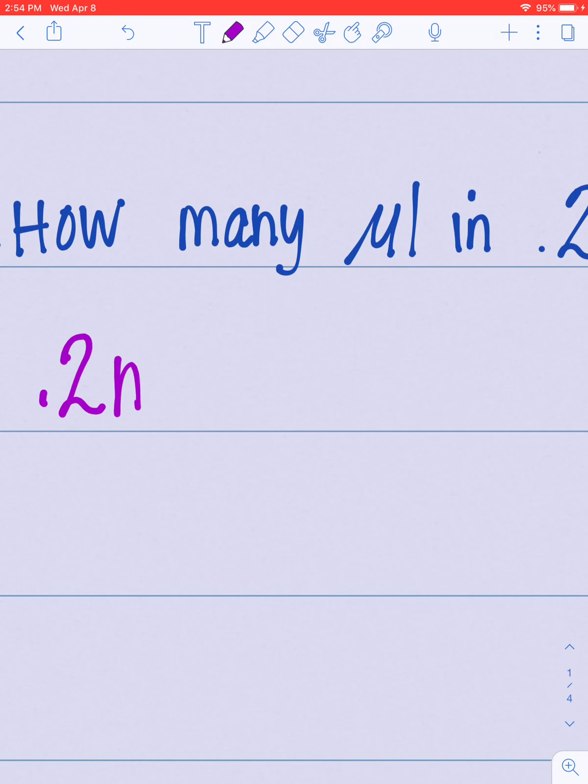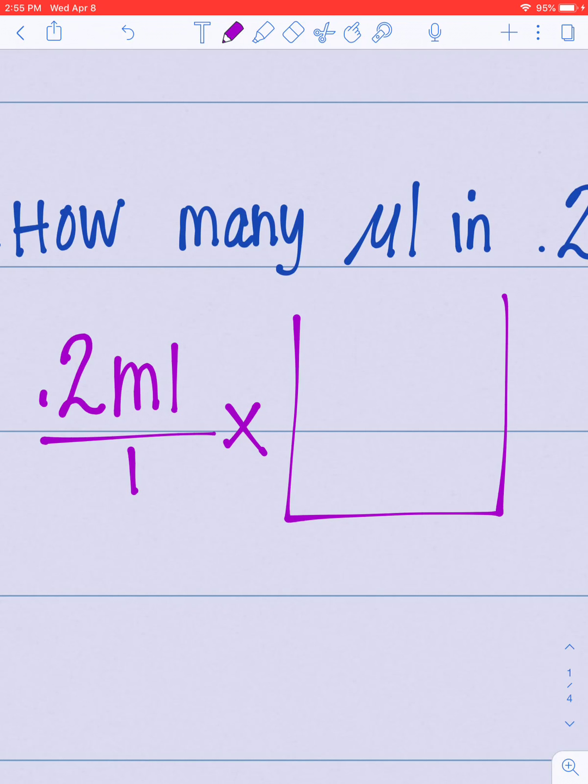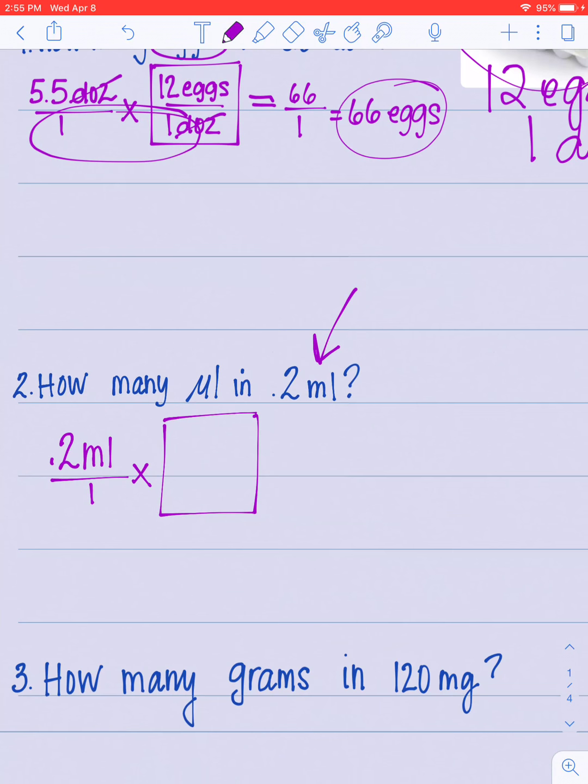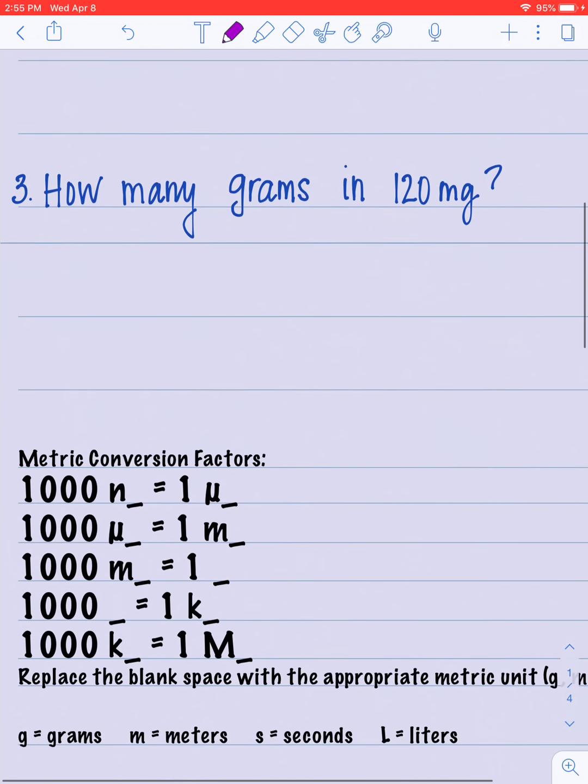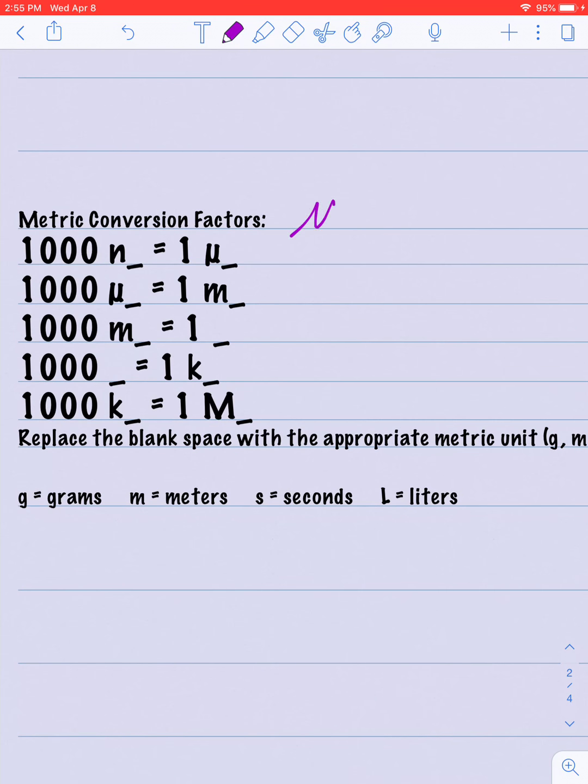0.2 milliliters over 1 times, and then we're going to put our conversion factor in the box. So let's take a look at our conversion factor. We know we're going from microliters to milliliters. If you don't have this memorized yet, I do have a handy little chart down here. So we know we need microliters and we need milliliters. So let's see if we can find which one of these 5 conversion factors is the correct one.